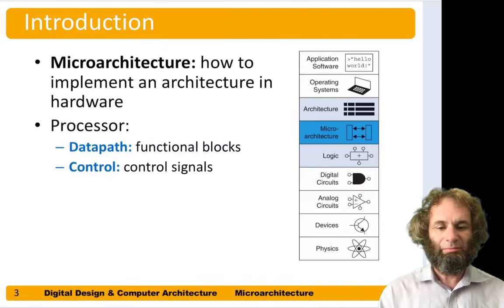So as we said, microarchitecture is the way you implement the architecture in hardware. The architecture is the programmer's view of the machine, and the microarchitecture is the hardware designer's view. So we'll take our processor and divide it into a data path and a controller. The data path has the functional blocks that work on words of data, and the controller is going to make control signals to tell the data path to do the right things at the right time.